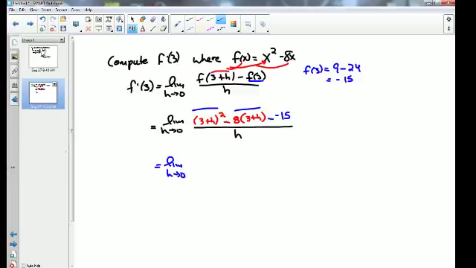What's 3 plus h squared? 9 plus 6h plus h squared. Minus 24, minus 8h, be careful there, plus 15.